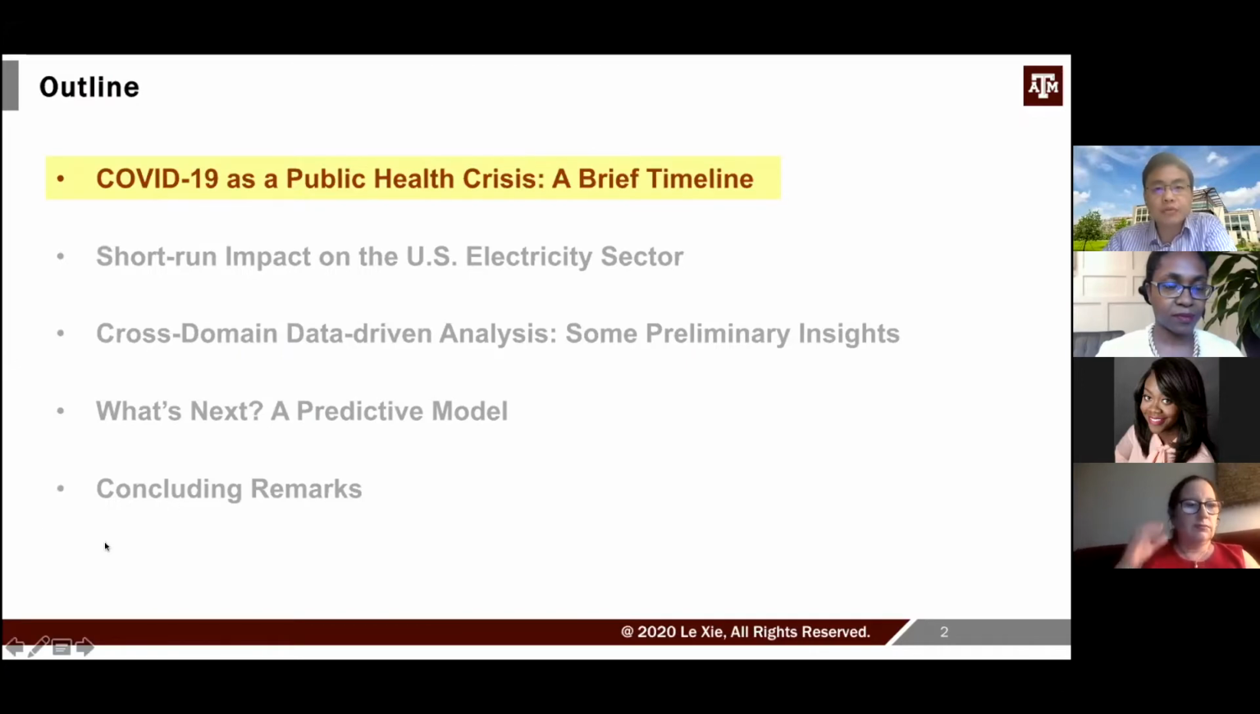So I'll have a very brief overview of COVID as a public health issue in terms of its timeline, so that we are better put into context. And then I'll talk about the short-run impact. First, with some very quick visual impressions that you will be able to see perhaps for the first time. And then I'll dive a little bit deeper into some of the data-driven scientific approaches to understanding the impact on the electricity sector, and then some potential future opportunities to develop further research and public engagement.